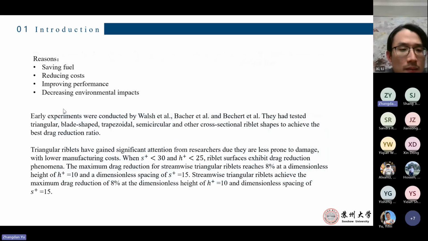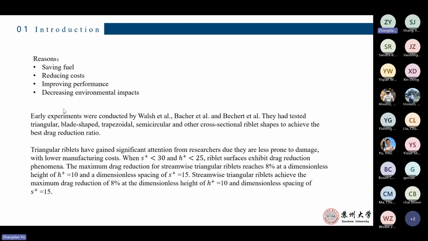The application of riblet drag reduction technique has significant benefits. Triangular riblets have gained significant attention from researchers because they are less prone to damage, with lower manufacturing costs. Stream-wise triangular riblets achieve the maximum drag reduction of 8% at the dimensionless height of H plus equal to 10, and the dimensionless spacing of S plus equal to 15.